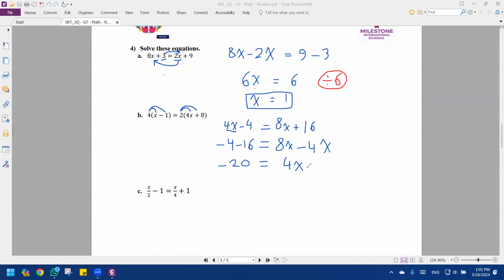Now x is not alone. I have 4x, so I need to divide it by 4, doing the opposite. Here I will have x equal to minus 20 divided by 4. 20 divided by 4 is 5, but here we have a minus, so x is minus 5.